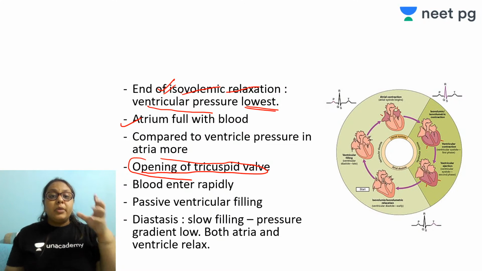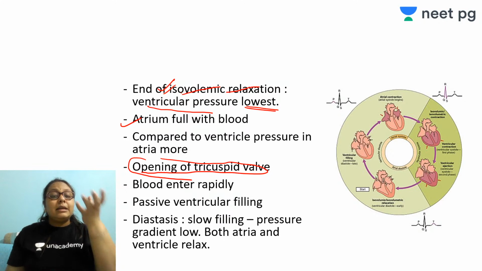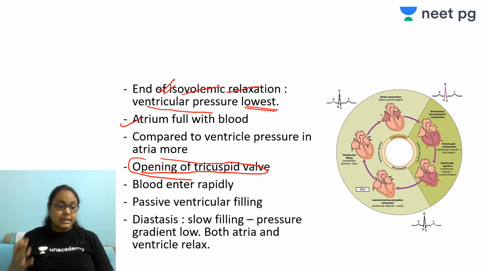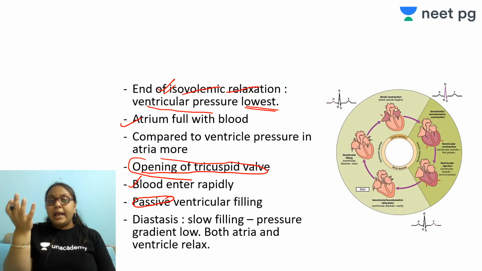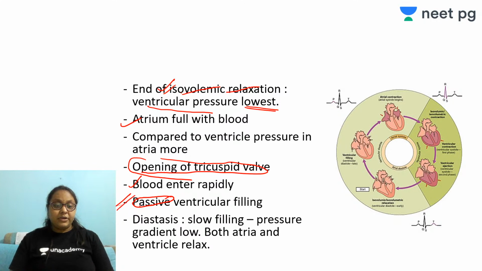ठीक है, so because the atria is full of blood, the blood will enter rapidly from the atria to the ventricle as soon as the tricuspid valve opens. Is it clear? So blood will enter passively and this is passive ventricular filling. The atria does not have to contract at this time. Atria में इतना blood है कि easily because of the pressure gradient atria से blood ventricle में आ रहा है. So remember it is passive ventricular filling.